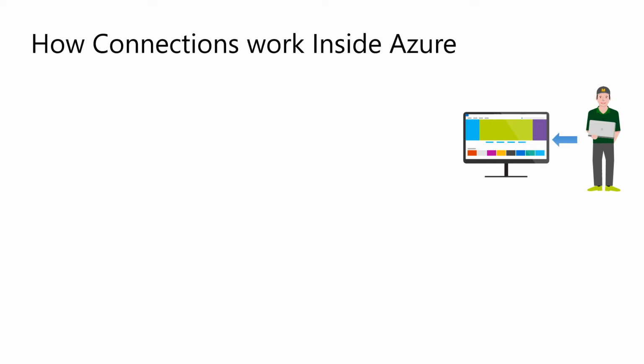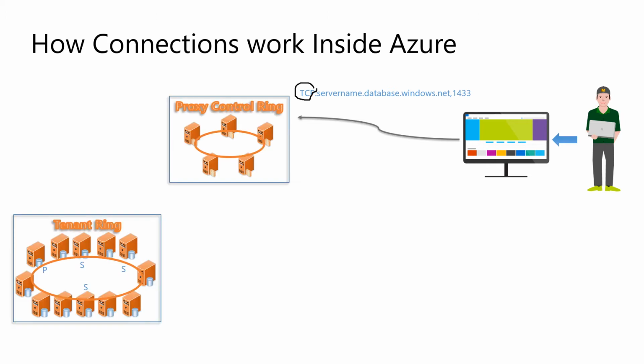The first case is when you try to connect running inside Azure. You are going to use this connection string. You are going to specify the TCP protocol, your server, and your port. This connection goes through a proxy control ring, because the proxy control ring is our proxy that handles the verification, the firewall rules, etc.